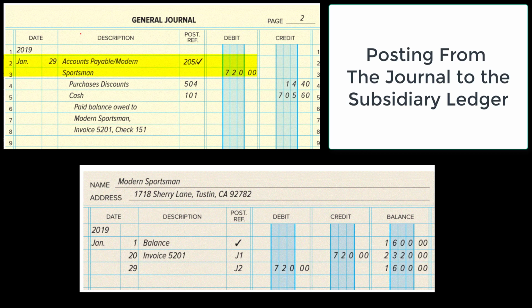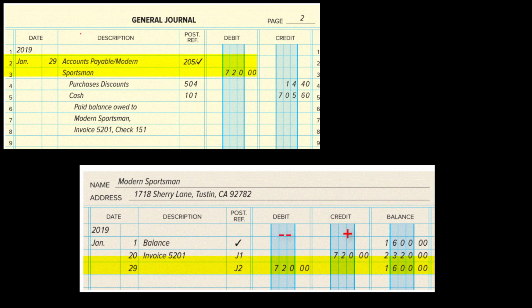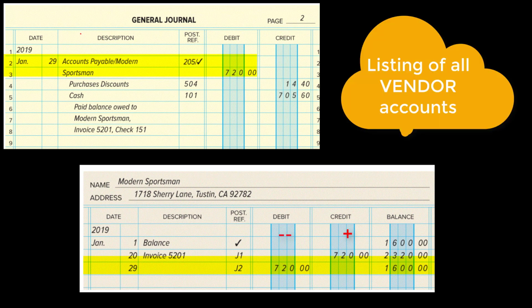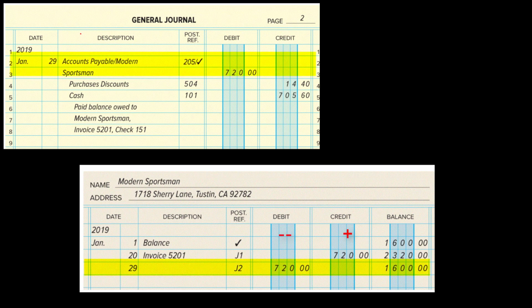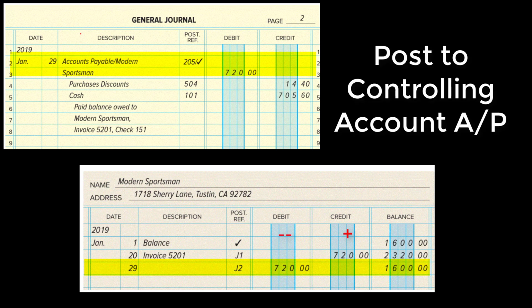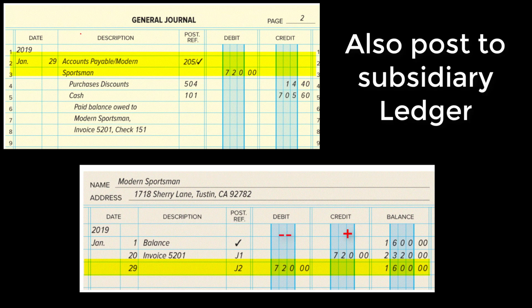Anytime the accounts payable account is touched, a new posting will now be required to be made in the subsidiary ledger. In this case, our subsidiary ledger contains a listing of all the different vendors that we owe money to. This is usually kept in alphabetical order. So after the transaction on January 29th, in addition to updating the controlling account with a debit for $720, we would also have to go find Modern Sportsman's vendor card and update it with a debit for $720.